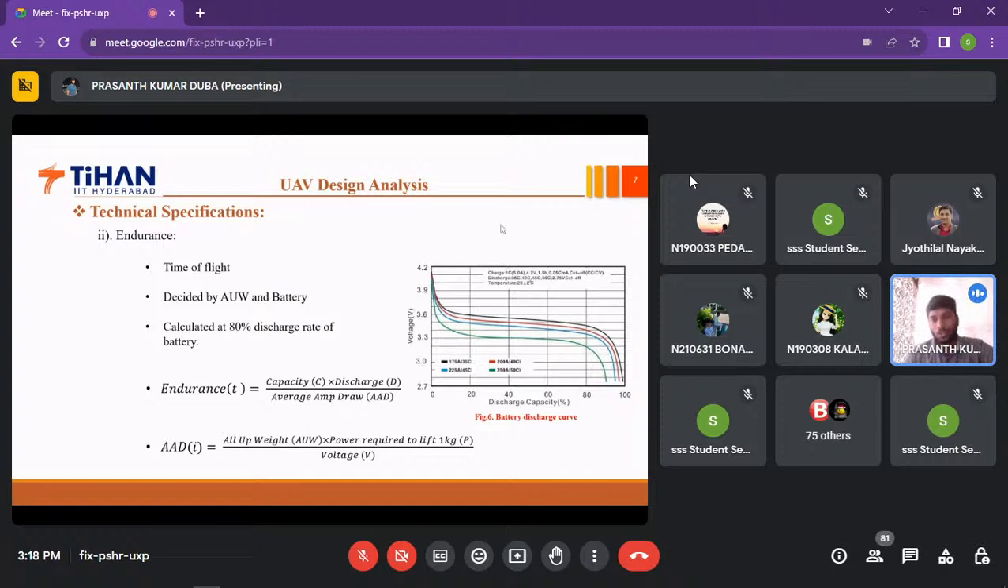If you see 0 to 20, this is a slower discharge. After that, it will discharge drastically and go to the saturation region. After this, it goes to the cutoff. So when you are calculating the endurance time, we always need to take a discharge rate up to 0.8. The endurance of the system is defined as capacity times discharge rate divided by the average amperage. The average amperage we calculate using this formula: all-up weight times power required to lift 1 kg, divided by the total voltage we are giving to the system.